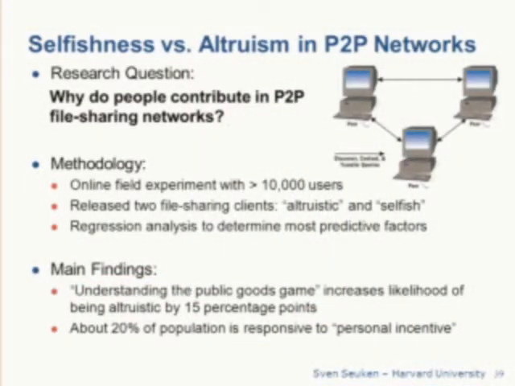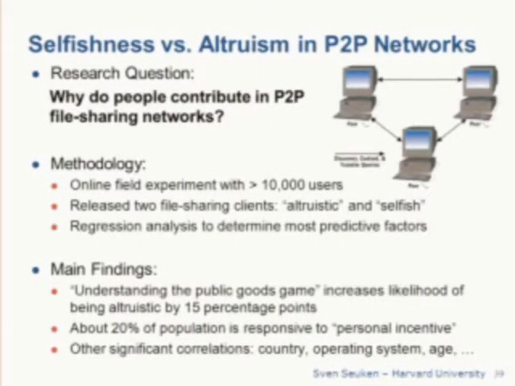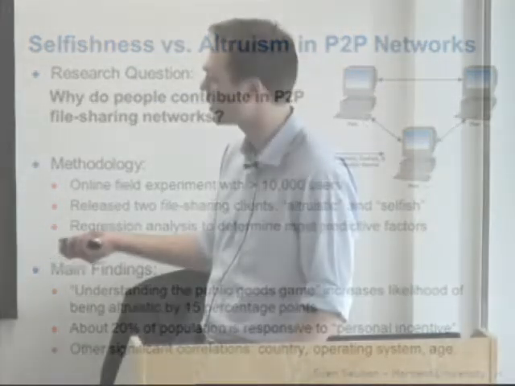And we found that 20% of the population can be moved from being altruistic to being selfish if we increase the personal incentive that we give them for downloading the selfish client. And then we found lots of other correlations that are also interesting, related to country, operating system, age, and so on.